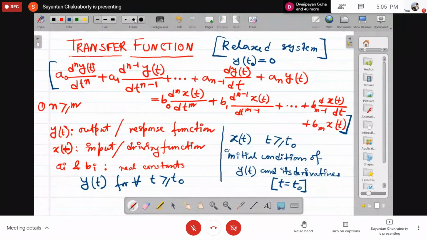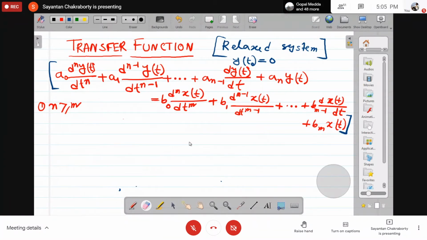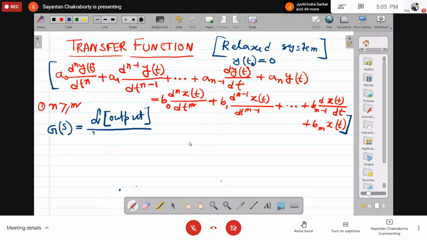So if we proceed with the determination of the transfer function, what is the transfer function? I'll just remove this portion because I need to write the transfer function. But this transfer function will actually eliminate the burden of solving this differential equation repeatedly. So the transfer function, say G(s), will be defined as the Laplace transform of output divided by the Laplace transform of input with initial conditions equal to 0.